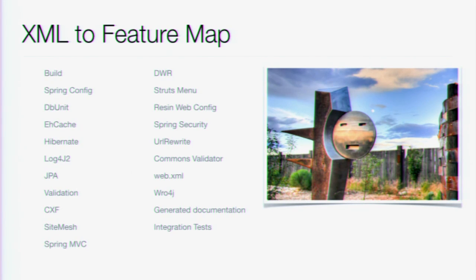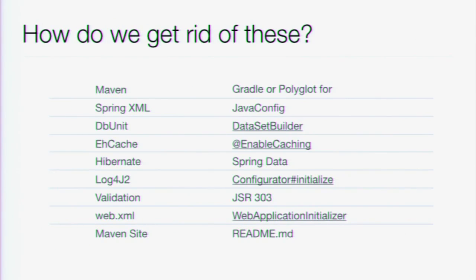So how do we get rid of these? Basically, with Maven, you can convert it to Gradle or Polyglot for Maven. This is a tool for Maven that allows you to write your POM files in a different syntax. You can use Groovy, Atom, YAML, but Gradle works as well. Spring XML will use the JavaConfig. DBUnit has a dataset builder, so you can actually write your loading of data with Java code if you want. With cache, there's an enable caching annotation, and you can configure it in Java.